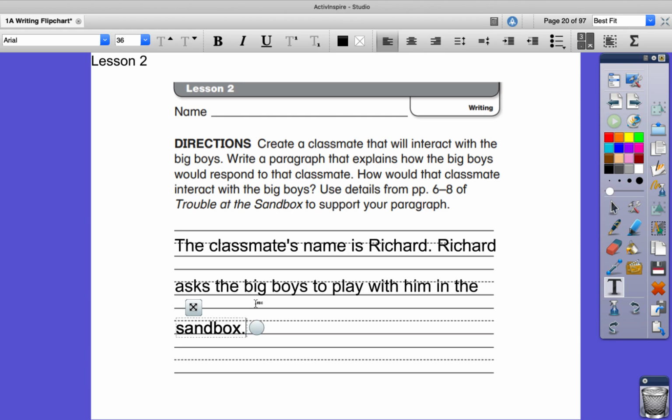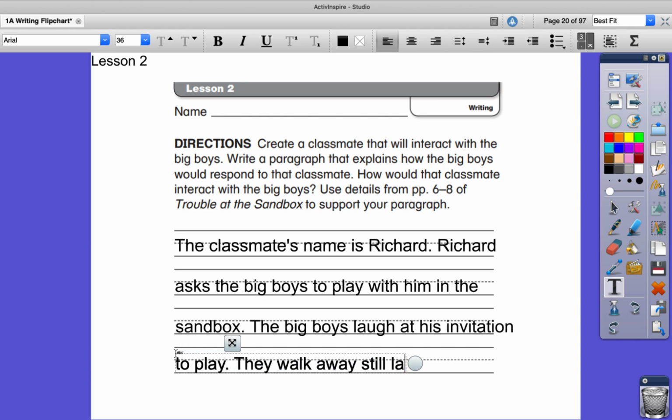Now, what do we know about the big boys? We know that they're older and they probably think that playing in the sandbox is just for little kids. So I think that the big boys are not going to react very nicely to Richard. So I might say something like this. The big boys laugh at his invitation to play. They walk away still laughing.